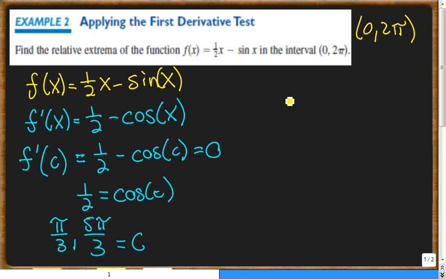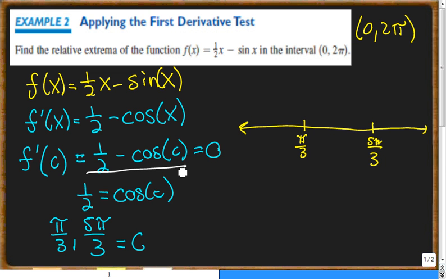So I'm going to go over here, just a little further down. And we've got pi over 3 and 5 pi over 3. And what we want to know here is, is our derivative positive or negative around these parts? So we go back to our derivative, which is 1/2 minus cosine of c. So we need to decide positive versus negative. So let's pick a test value here. Let's say we'll pick pi over 4.